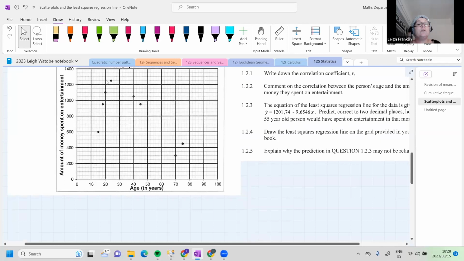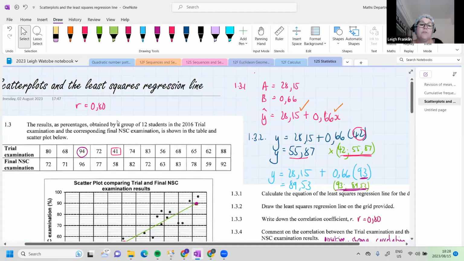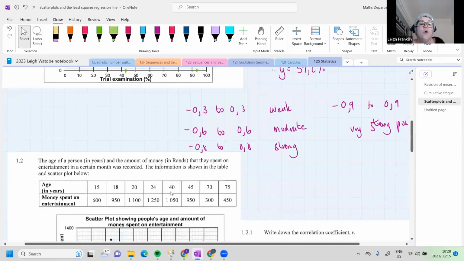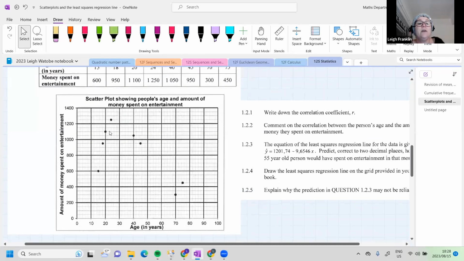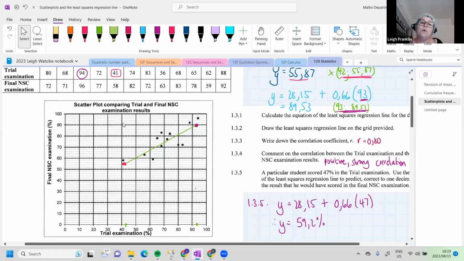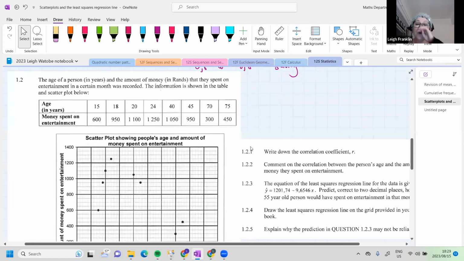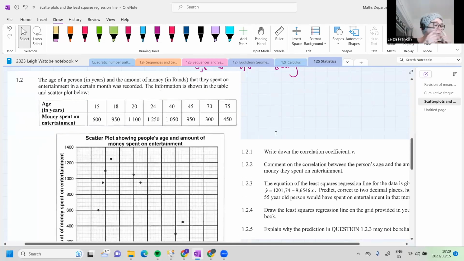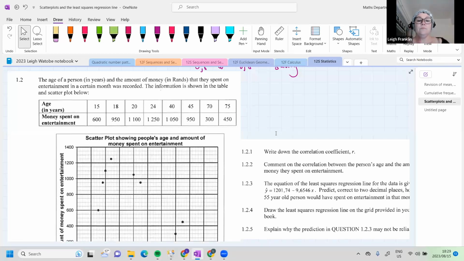Now, look at the dots here and how far apart they are compared to the dots over here. Can you see here, the dots are more closely clustered around that green line, whereas here, they're much further apart. So here we would be expecting a correlation coefficient that's closer to zero than in this example over here. They've asked us to write down the correlation coefficient. Can you guys work that out on your calculators and tell me what you get?